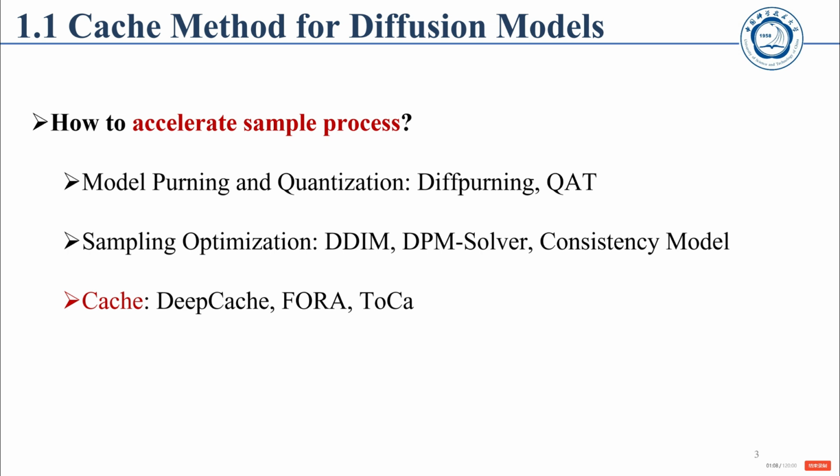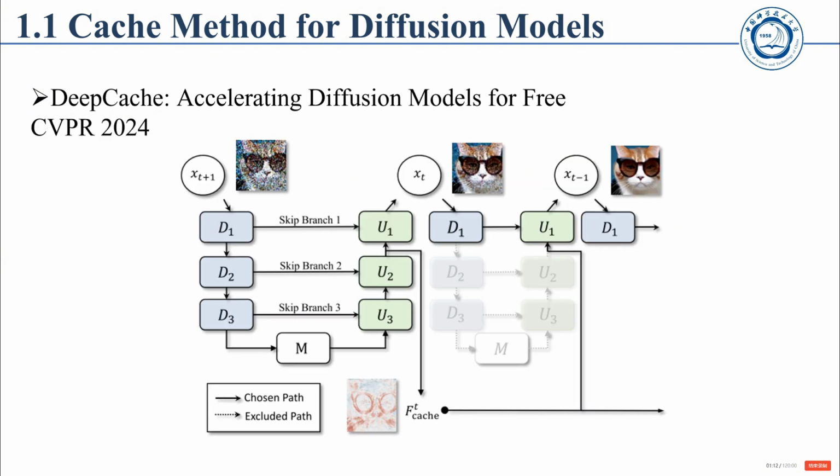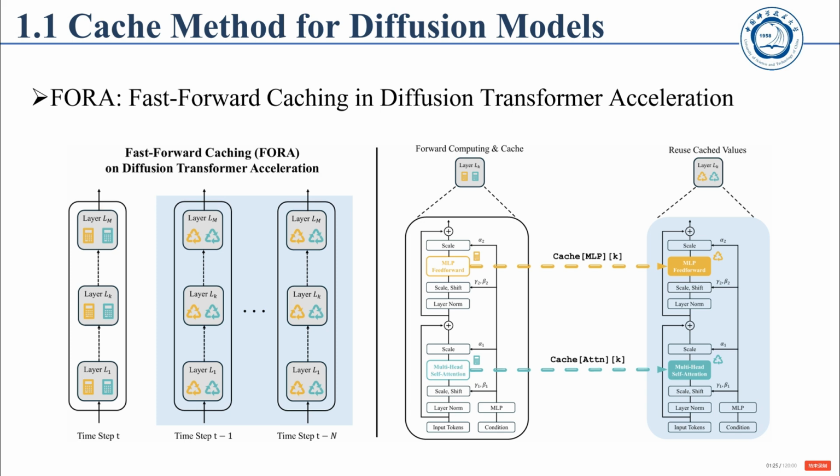Next, I will briefly introduce the development path of caching. Deep cache is the pioneer of diffusion caching. It reuses intermediate parameters and inputs them at the same position in the next step, thereby skipping most of the calculations of the UNet in the next step. Fora was the first to extend the caching strategy from UNet diffusion to diffusion transformers.